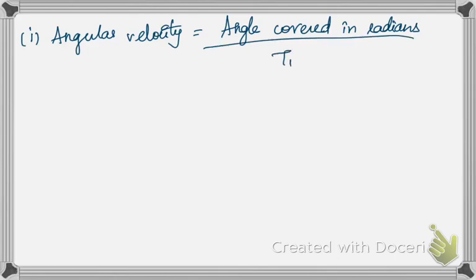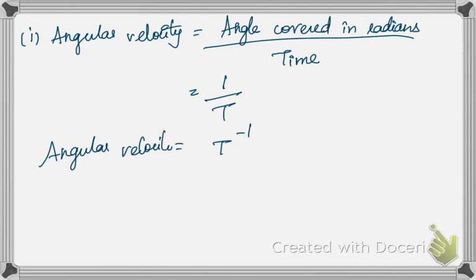Okay, for angle we don't have any, that is degree will be the unit, and for time it will be second, and we don't have anything for it, so I'll put 1 by t. So for angular velocity, the dimension will be t power minus 1. So t power minus 1 will be the dimension for angular velocity.